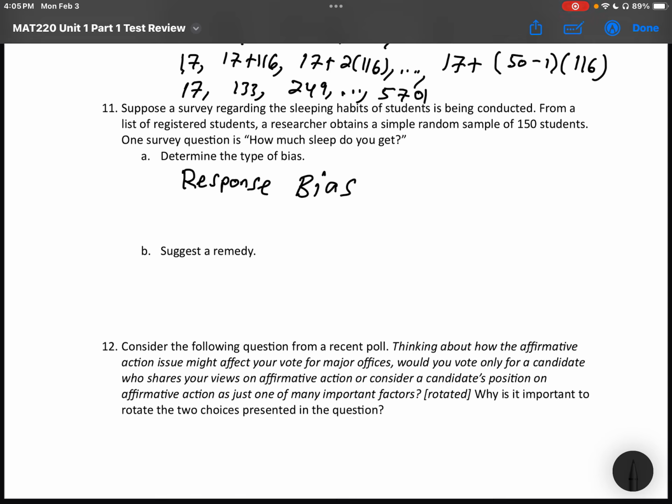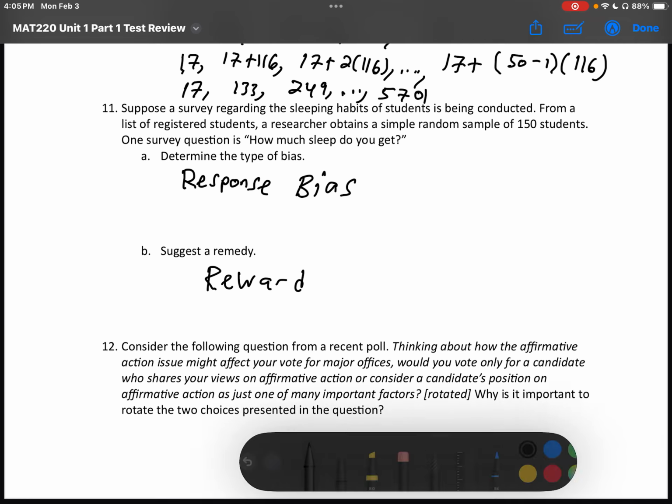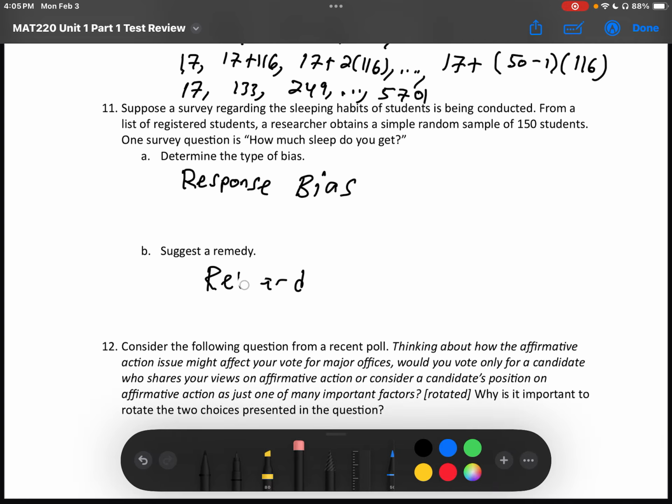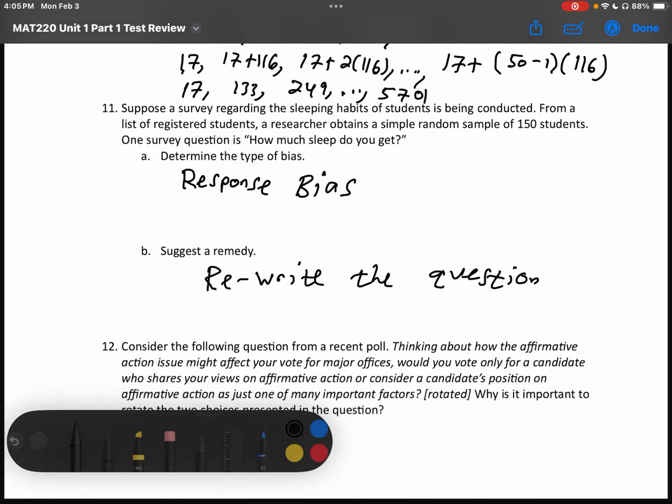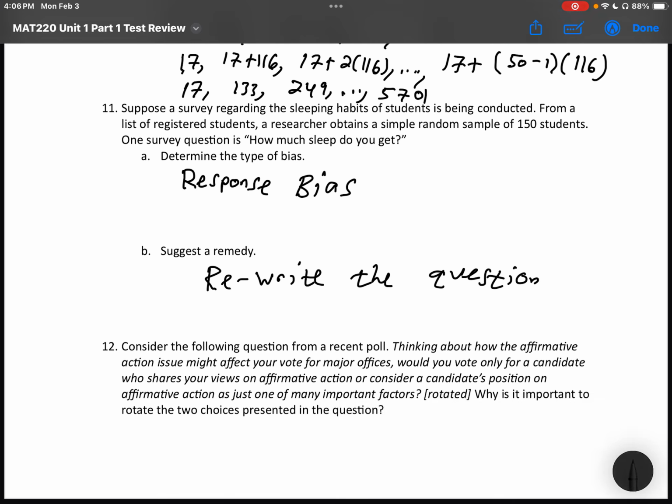And how do you remedy it? One way is to give a reward. Of course, another way is to rewrite the question. So actually, let me make note of that. This would be rewrite the question. So including something like average, and maybe a unit of measurement like hours would be a good way of doing that.